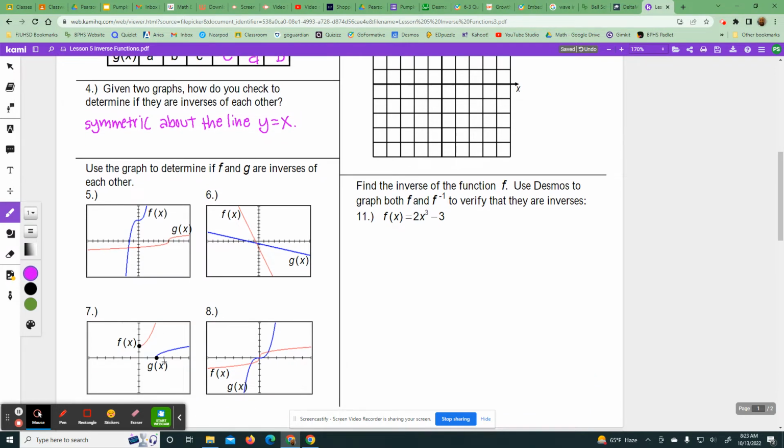Okay, so now let's go ahead and do that. So on number 5, if I was to draw the line y equals x, which is just a diagonal line, it goes through the origin, has a slope of 1, y equals x. I made these graphs easy so you can just go from one corner to the other. If I folded it on this diagonal, this piece is going to line up with this piece. This piece will line up with this piece. So they are inverses of each other.